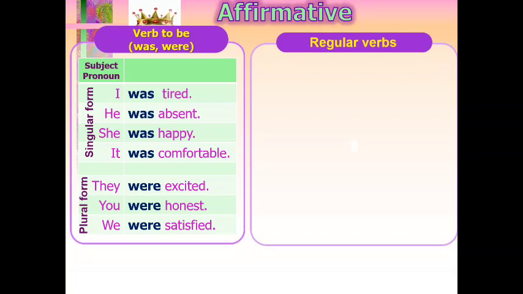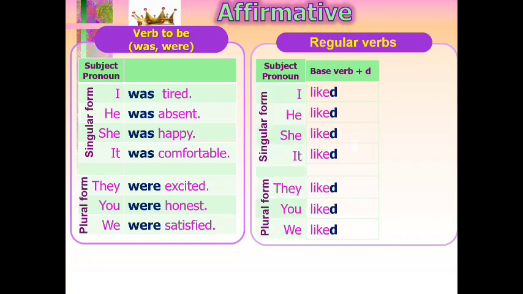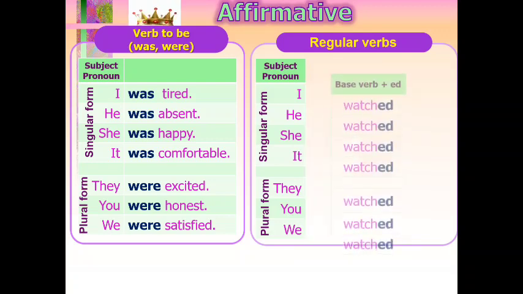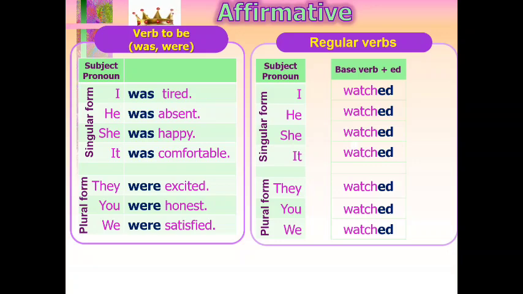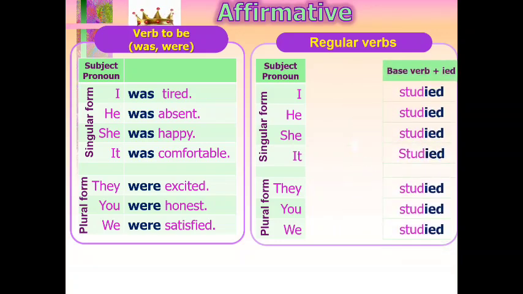With the other verbs, we divide them into two groups, regular verbs and irregular verbs. We will talk about the regular verbs. With all the subject pronouns, it is the same form. We add d or ed or ied to the base verb. I liked, he liked, she liked, it liked, they liked, you liked, we liked. Another verb, I watched, he watched, she watched, it watched, they watched, you watched, we watched. I studied, he studied, she studied, they studied, you studied, we studied.